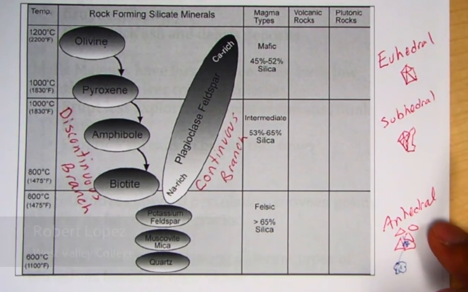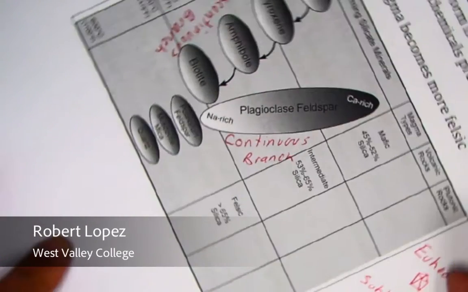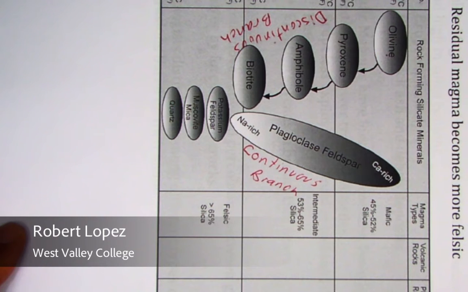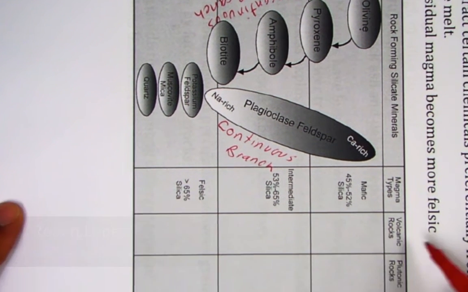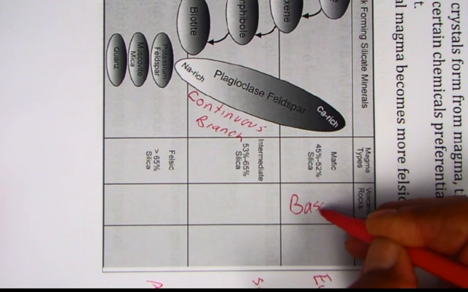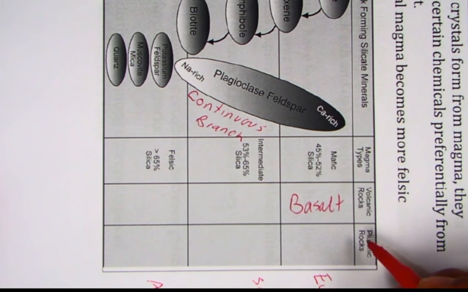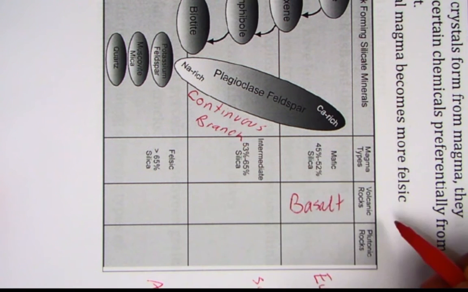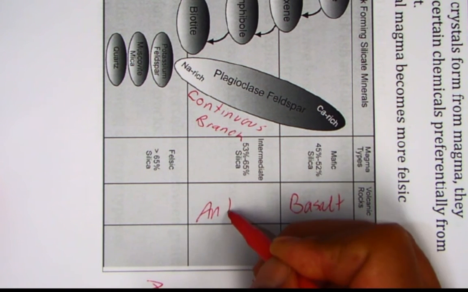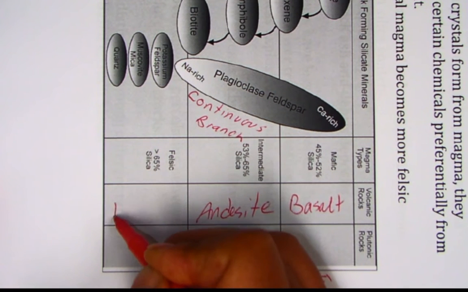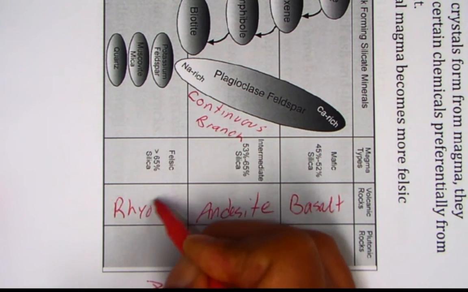A couple of things I want to add here. If we turn this sideways so I can write a little better, note that we're going to have some rock types. For volcanic rocks, the mafic rock is called basalt. I'll do more of this later, but just to get this table filled out. Then the intermediate volcanic rock is called andesite. And finally, the felsic volcanic rock is called rhyolite.